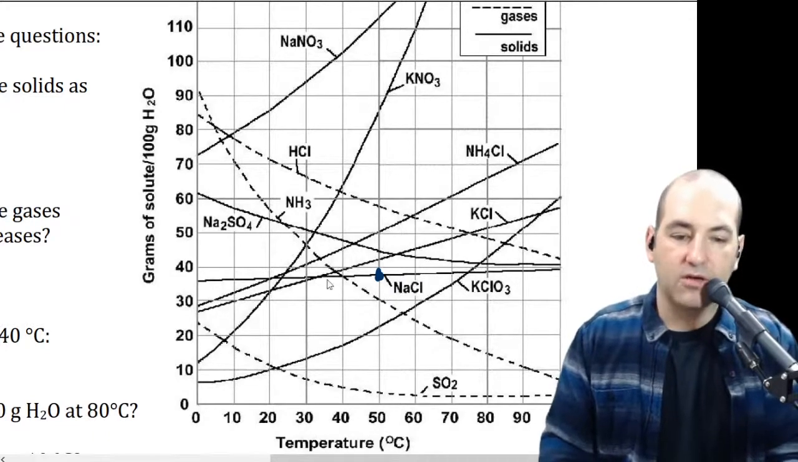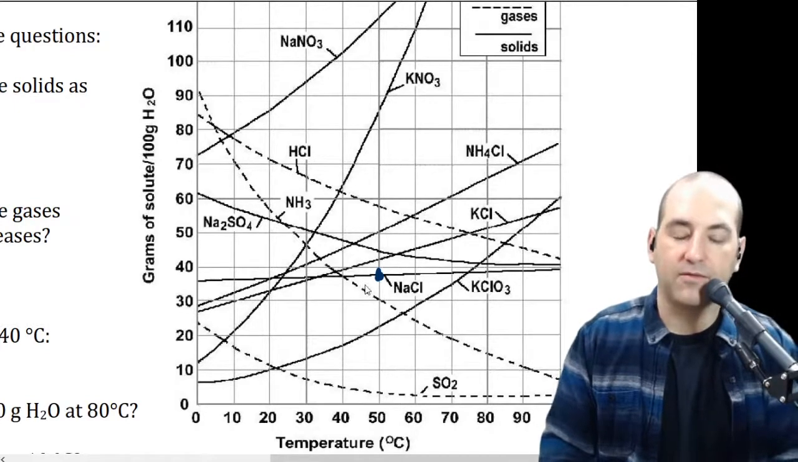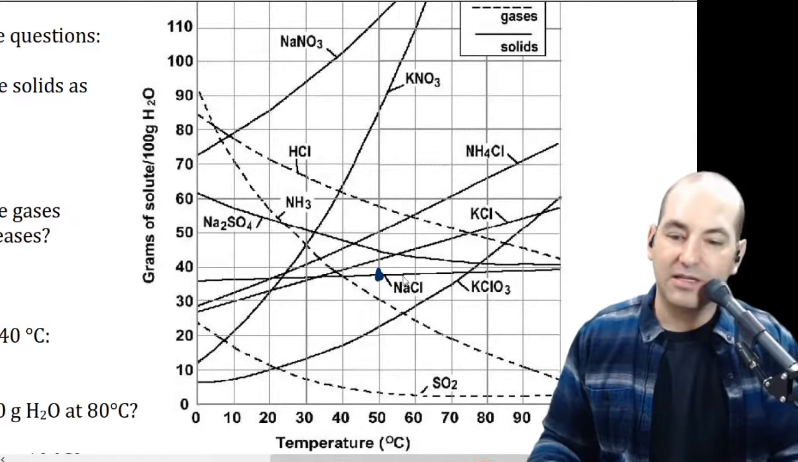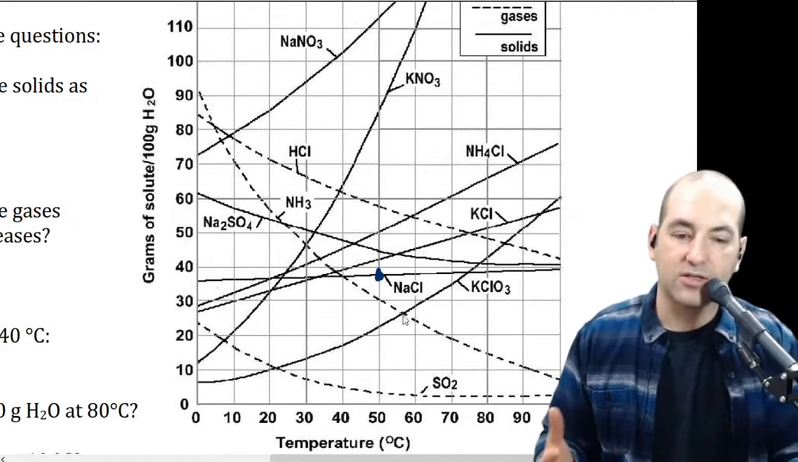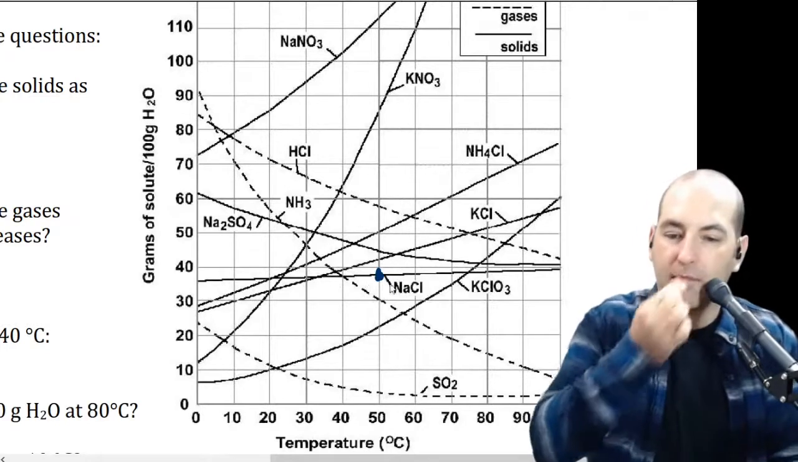Notice that sodium chloride has a pretty flat curve, which means as you heat up sodium chloride, its solubility doesn't change all that much. If you're trying to dissolve a bunch of salt in water, it really doesn't matter what temperature you're at. It's going to dissolve about the same. It increases a little bit with temperature, but mostly the same.